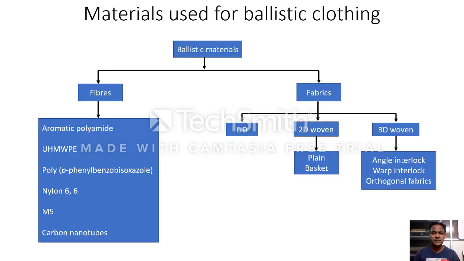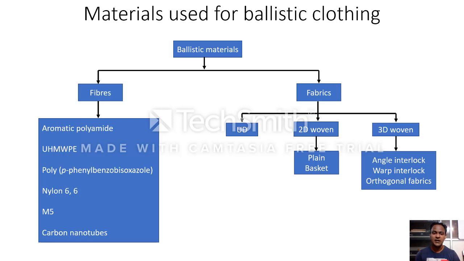So what are the materials used for the ballistic clothing? The materials used are fibers and fabrics. What are the fibers and fabrics that are used? We will be discussing it. So if you observe this flowchart, you can see the fibers used are aromatic polyamide, UHMWP, which is the ultra high molecular weight polyethylene, then polypara phenyl benzobisoxazole, which is the PBO, then nylon 66, then M5 and carbon nanotubes.